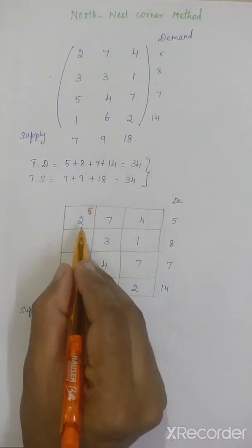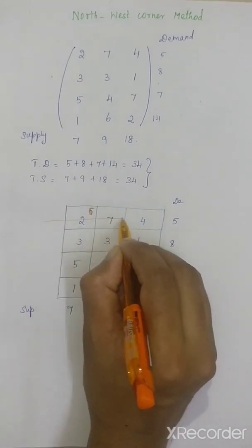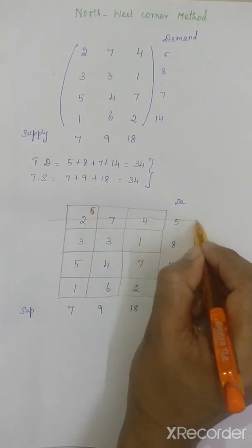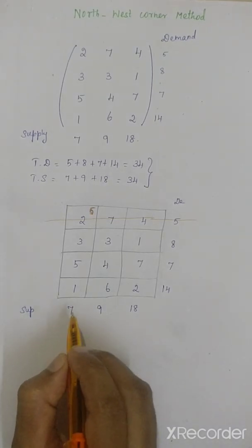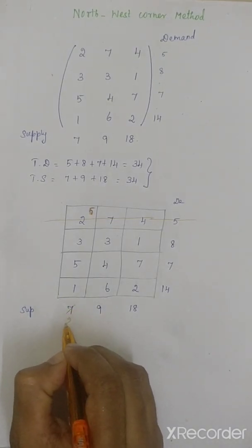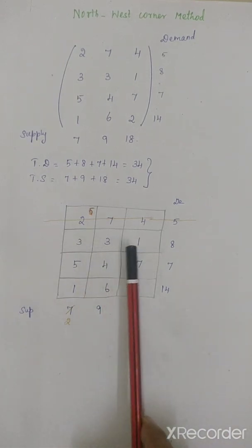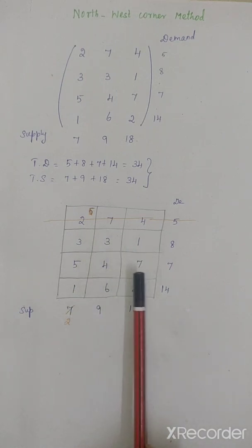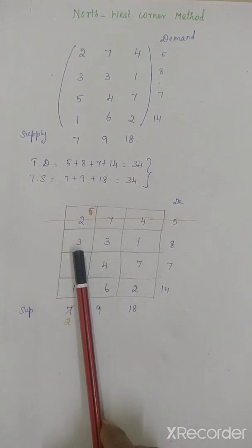So you have to allocate 5 here. 5 will be allocated here, which means you have to strike out this row. And this value will be subtracted by 5, so this will be reduced to 2. The next modified matrix is 3, 3, 1, 5, 4, 7, 1, 6, 2. For this matrix, the corner is 3.